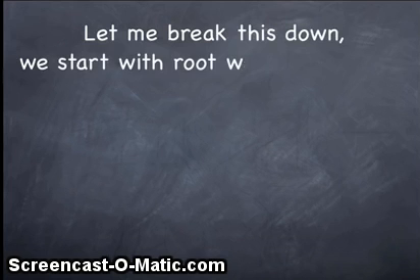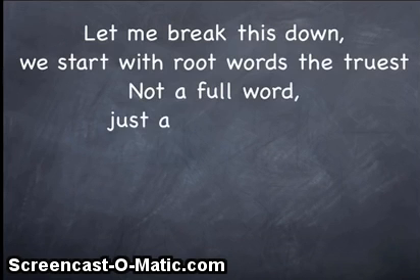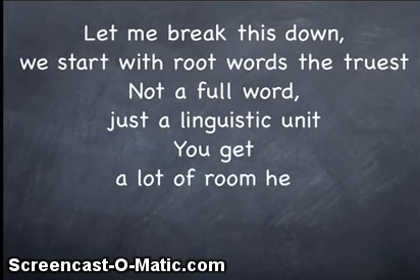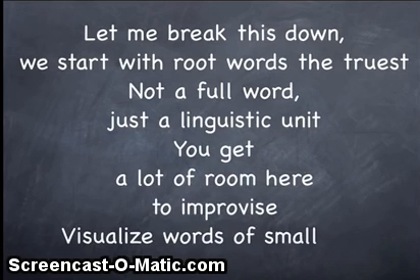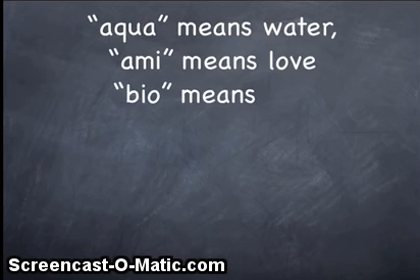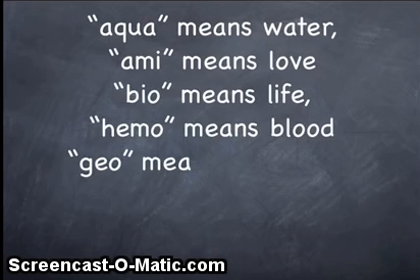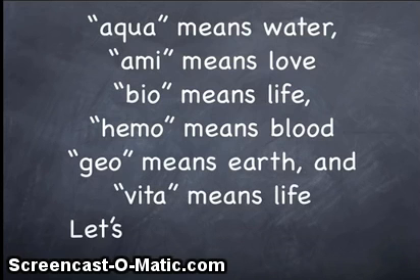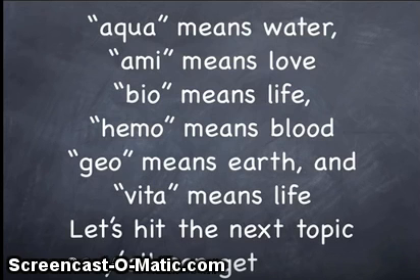We start with root words, the truest. Not a full word, just a linguistic unit. You get a lot of room here to improvise. Visualize words of small size as I summarize. Aqua means water, ami means love, bio means life, hemo means blood, geo means earth, and vita means life. Let's hit the next topic so y'all can get it right.